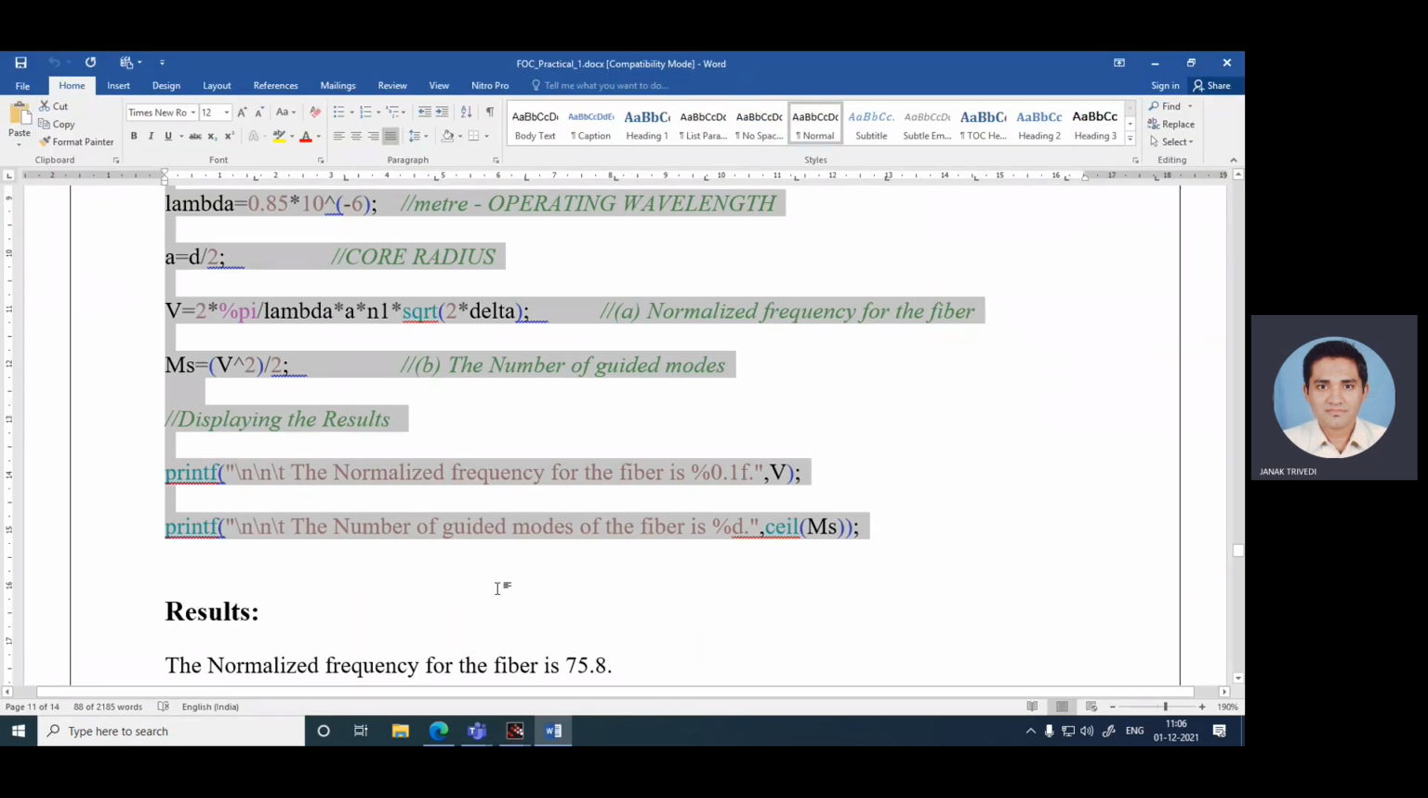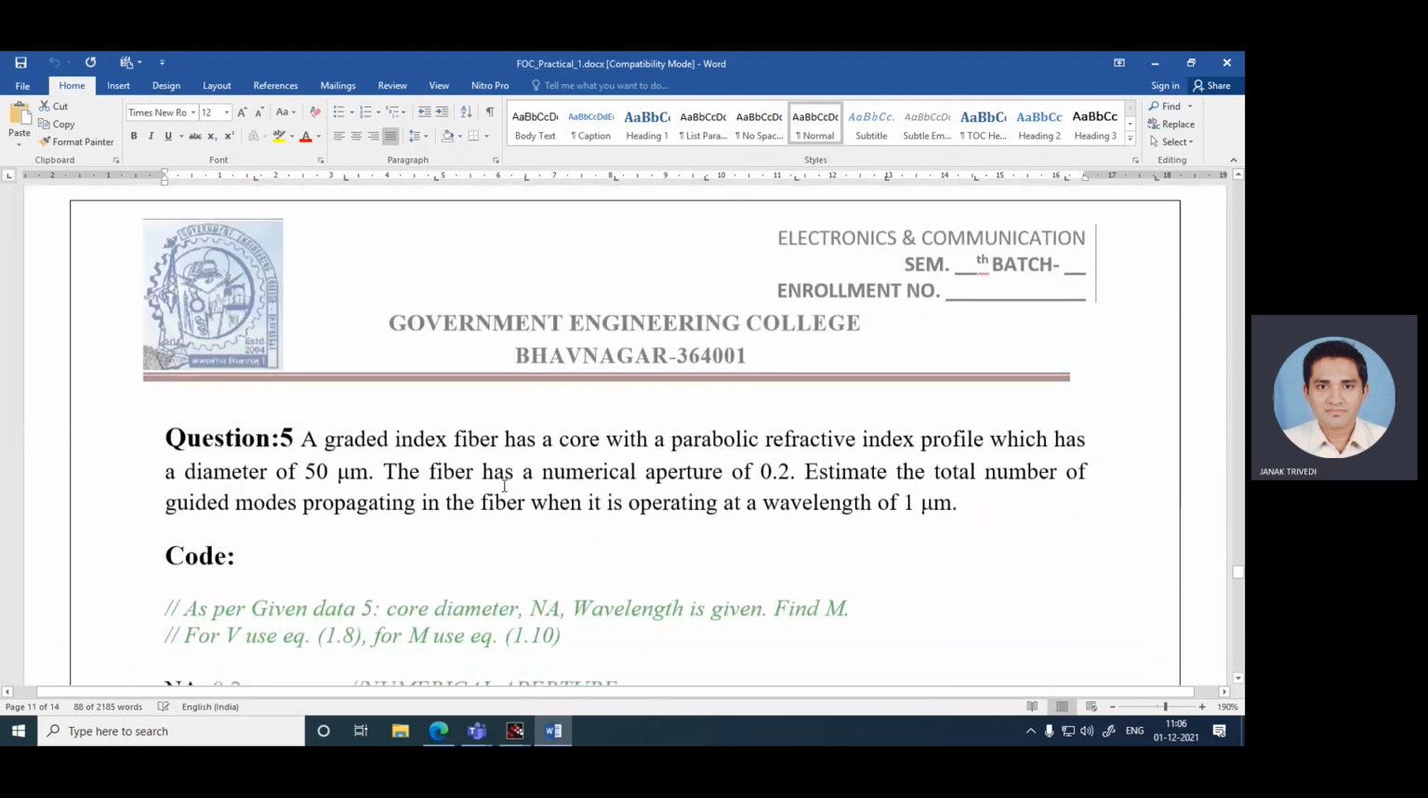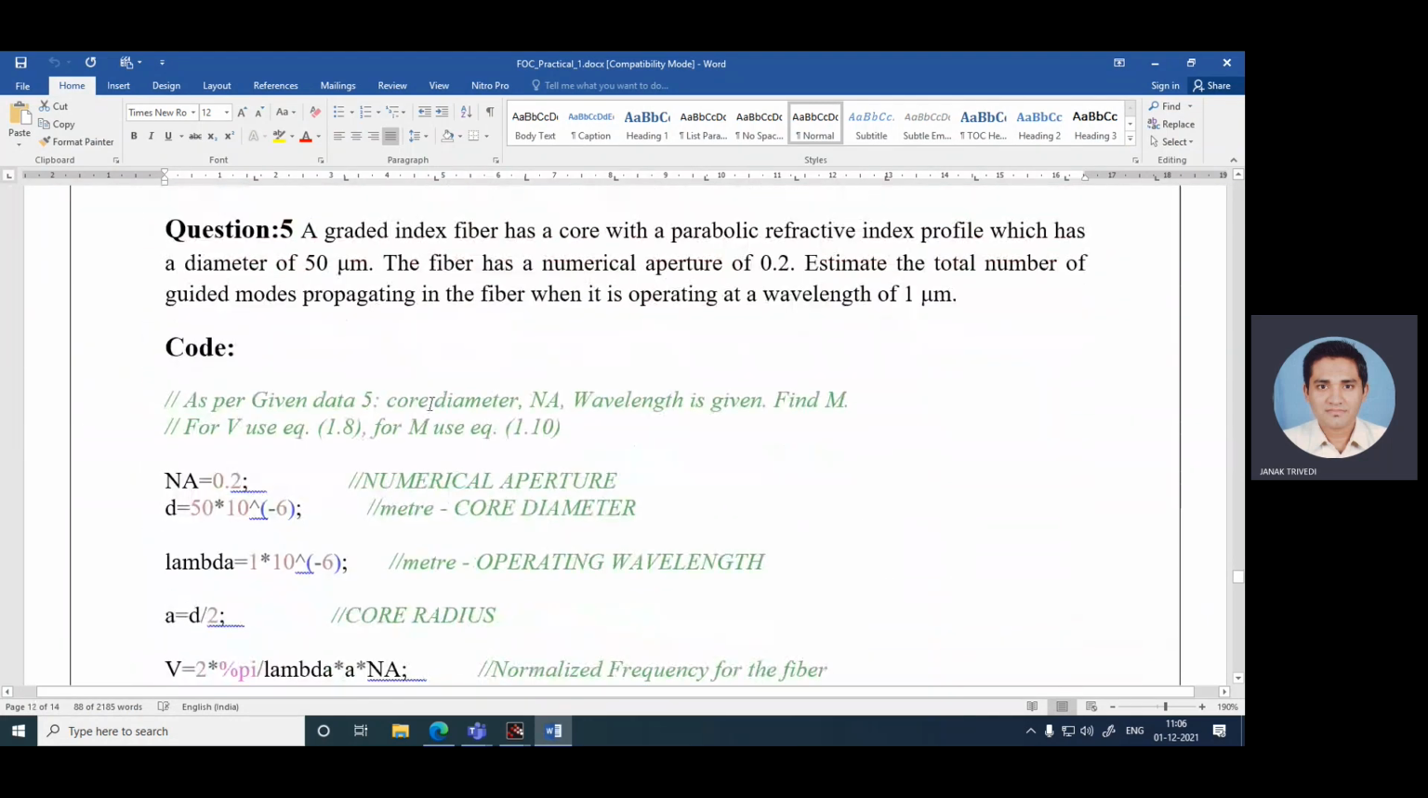As per my suggestion, you should first calculate with the help of pen and notebook. These examples are already given in the John M. Senior book. Then you should practice on Scilab.